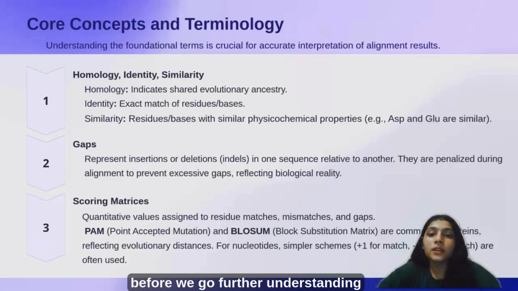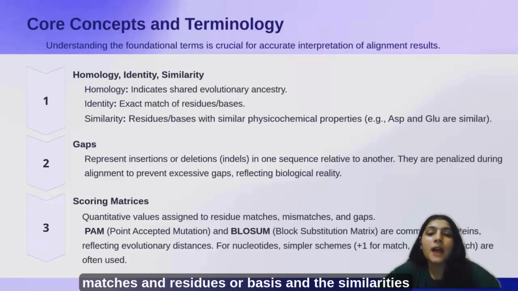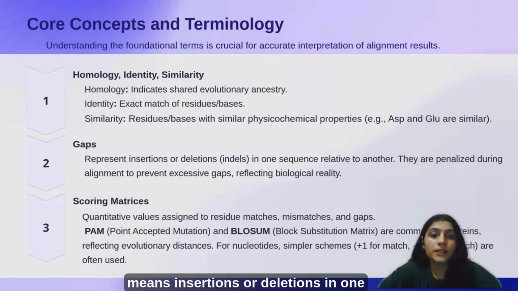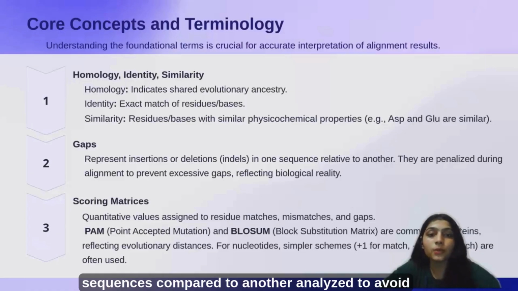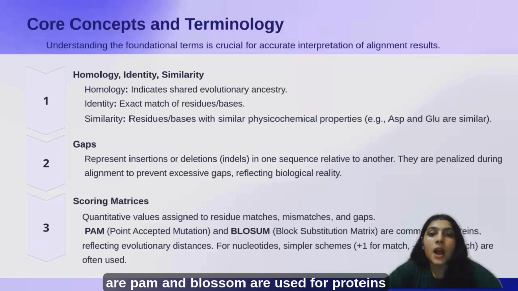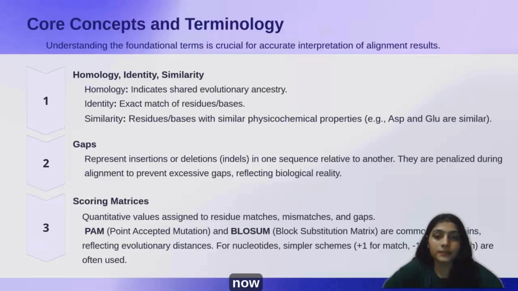Before we go further, understanding these terms is important. Homology, shared evolutionary ancestry. Identity, exact matches in residues or bases. And similarity means bases or residues with similar properties. And gaps in sequence alignment mean insertions or deletions in one sequence compared to another, penalized to avoid excess gaps. And the scoring matrices, PAM and BLOSUM, are used for proteins, while simpler schemes are used for nucleotides.